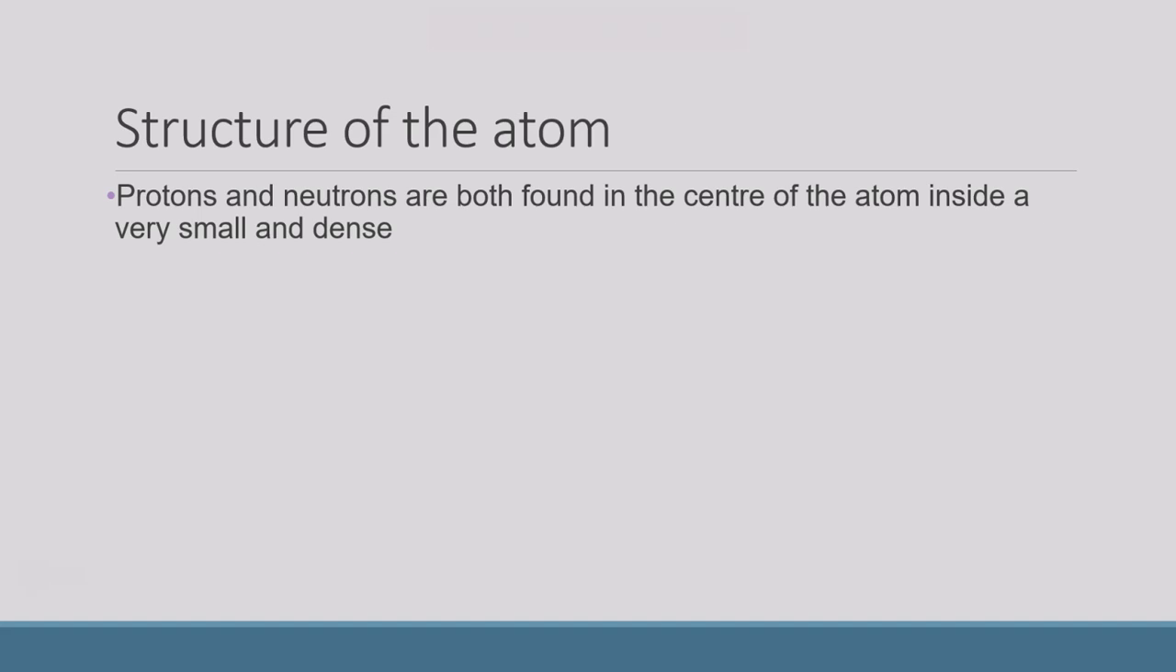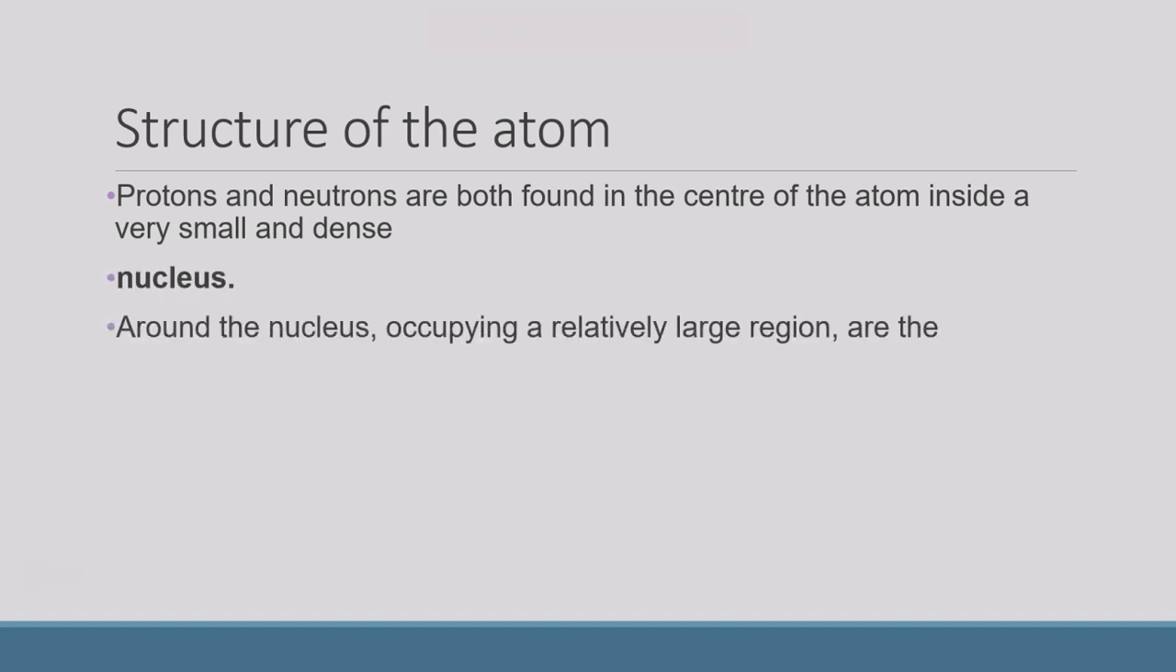Now, protons and neutrons are found in the center of the atom, inside a very small and dense place called the nucleus. And around the nucleus, we have a large region where the electrons live.